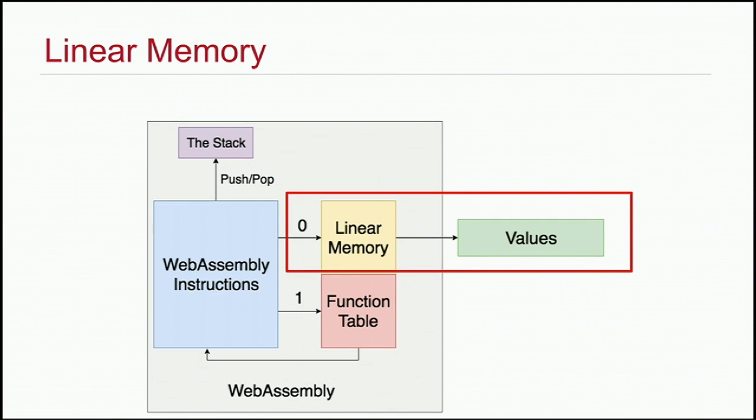WebAssembly doesn't have access to your computer's memory. It has its own memory that gets emulated. And this is called linear memory. Its host could implement this however it wants, but from WebAssembly's point of view, it's an array of bytes, integers, whatever you want, and it can put things in there and take them out in random access. That's all it can do with it.